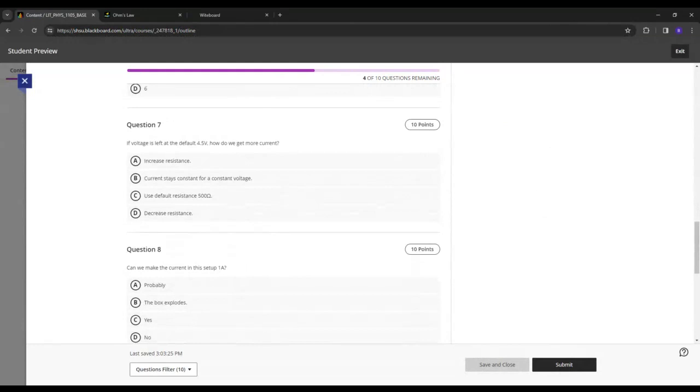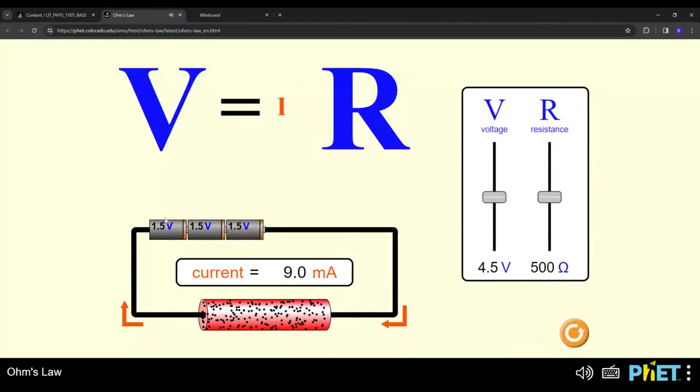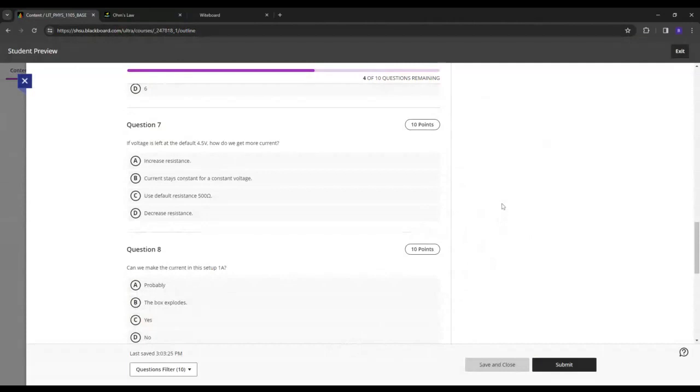Okay, then a few more to finish up here. It says we're going to stay at the default 4.5. I'm going to refresh here just so I get rid of some of the weird numbers that popped up. So 4.5 volts, again, that's 1, 2, 3 disposable batteries, or I guess potentially rechargeable batteries if we're being environmentally friendly.